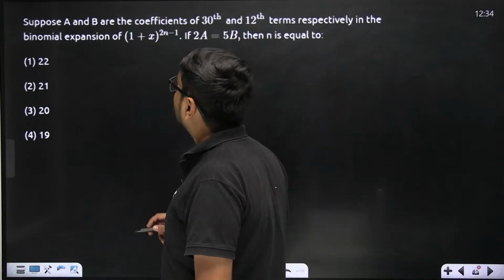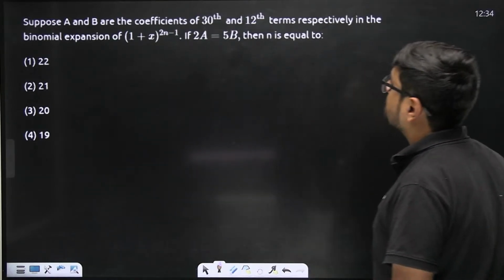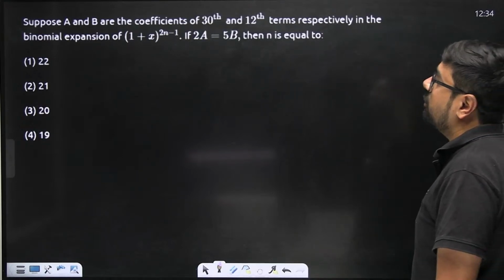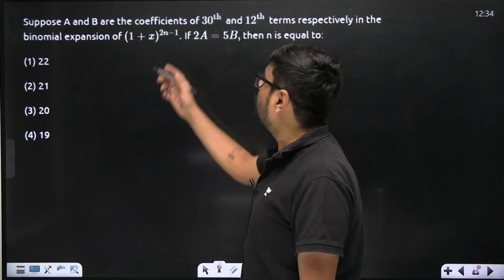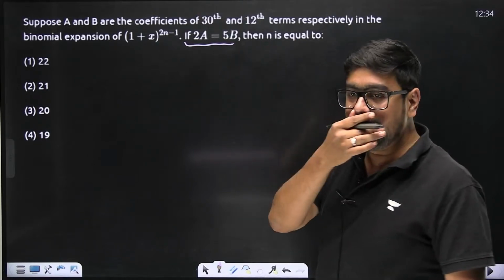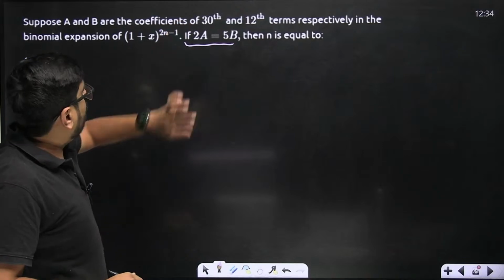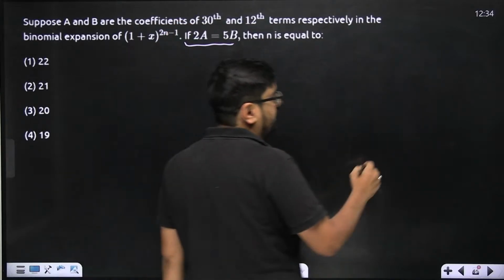What does the question say? Suppose A and B are the coefficients of the 30th and 12th terms respectively in the binomial expansion of (1 + x) to the power 2n minus 1. If 2A is equal to 5B, then n is equal to what? Now, how to solve this question? Let's start solving. Coefficients of the 30th and 12th term.